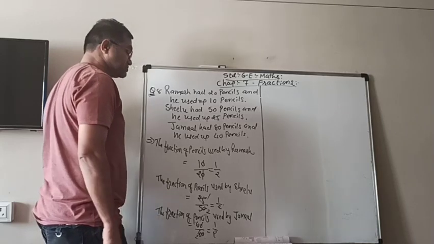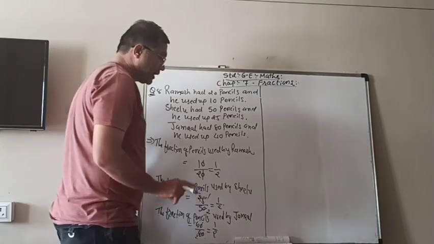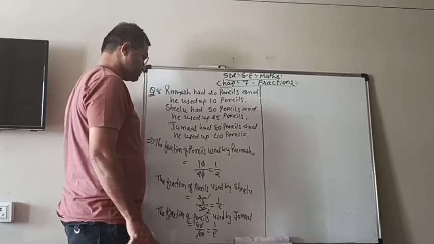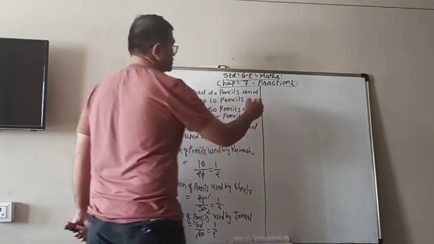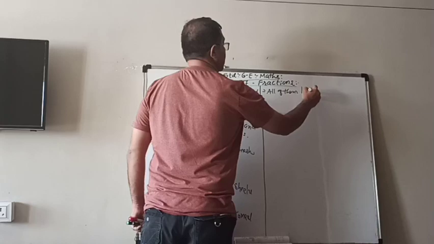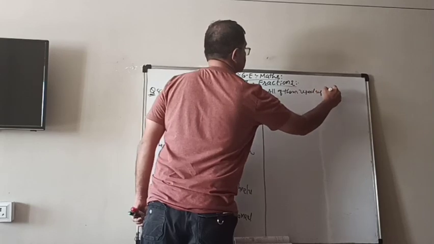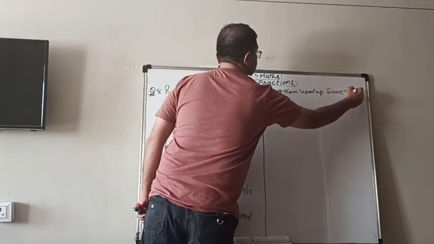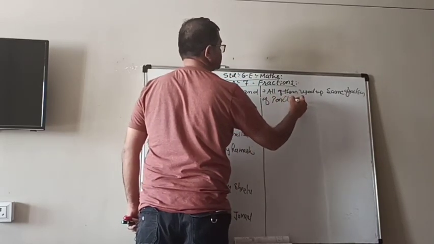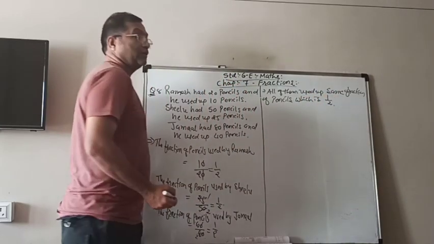And they ask the other question also. Check if each used up an equal fraction of her or his pencils. So we can say that all of them used up the same fraction of pencils, which is 1 upon 2.